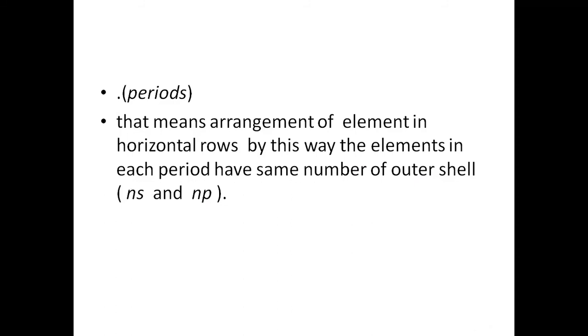In the periodic table, periods mean the arrangement of elements in horizontal rows. By this way, the elements in each period have the same number of outer shells.